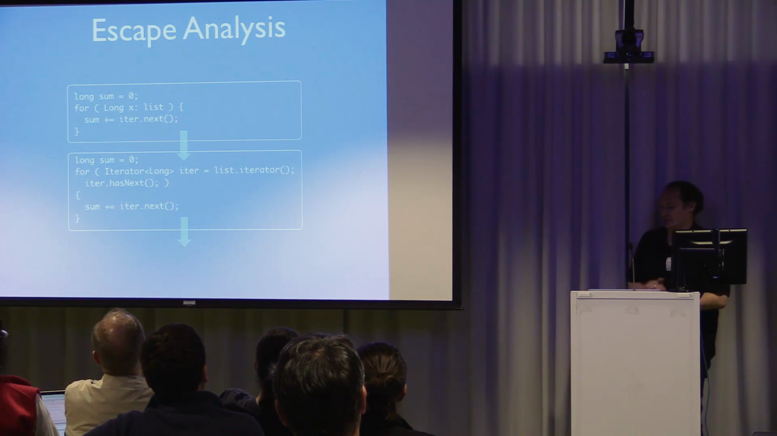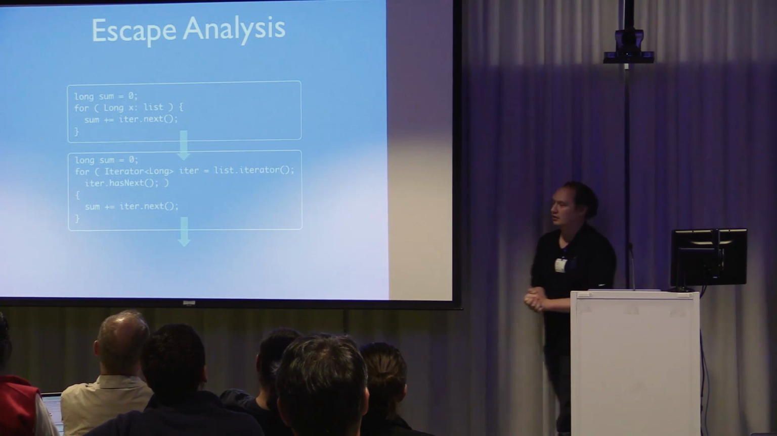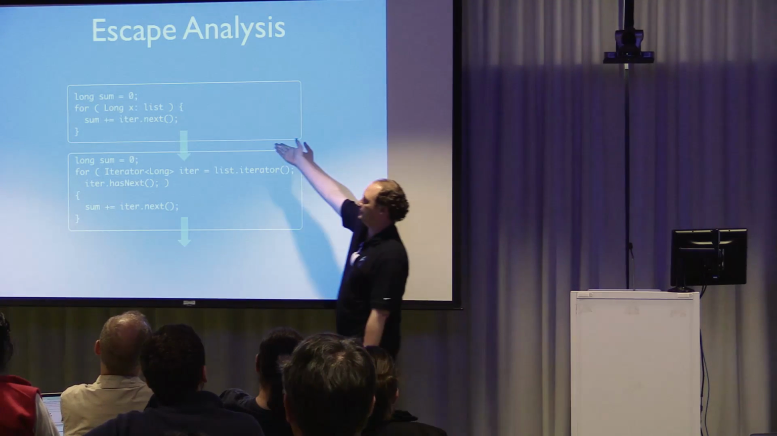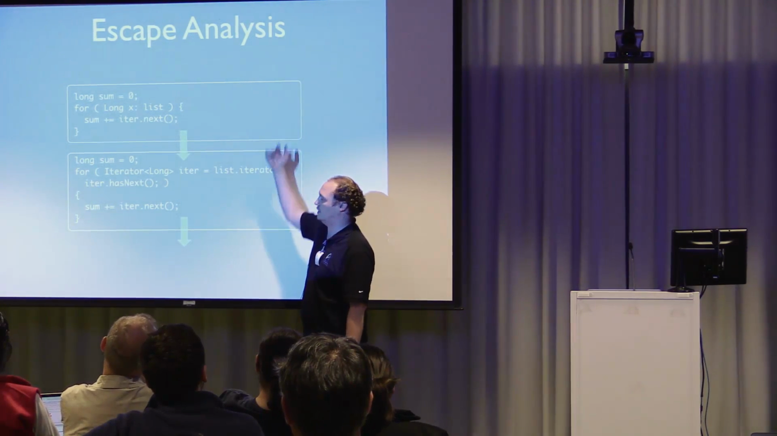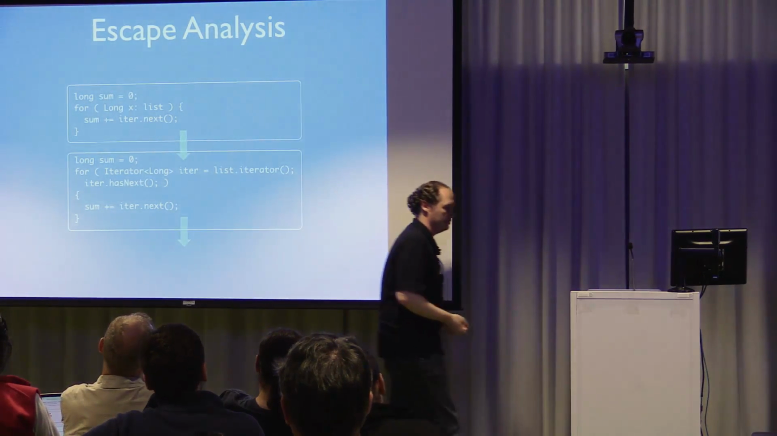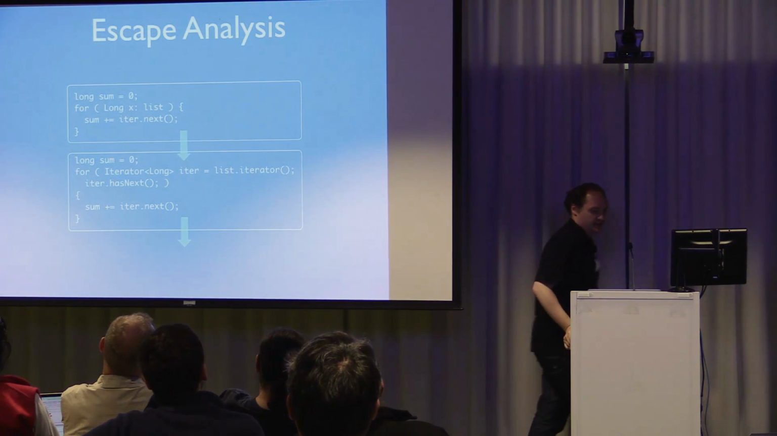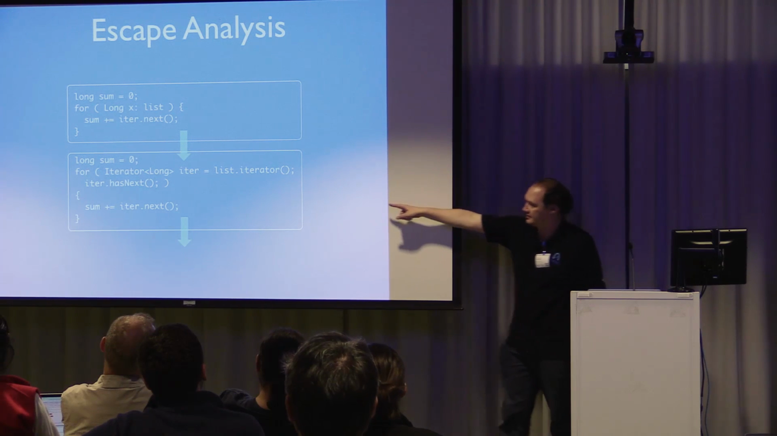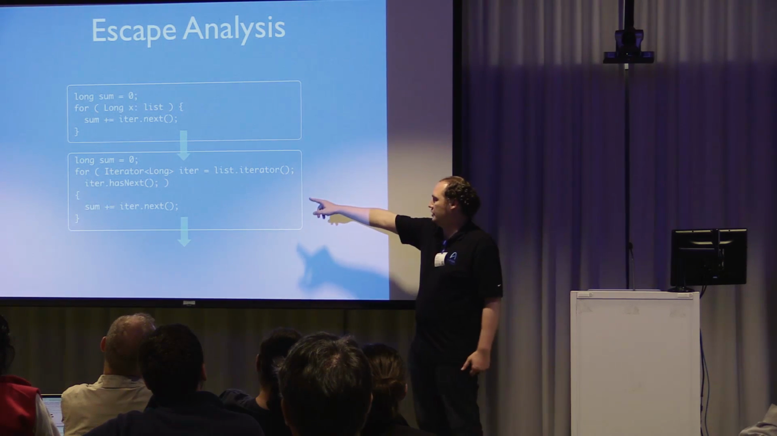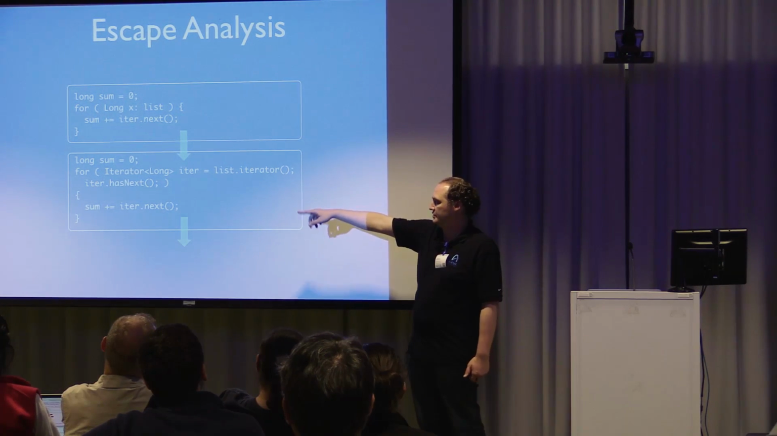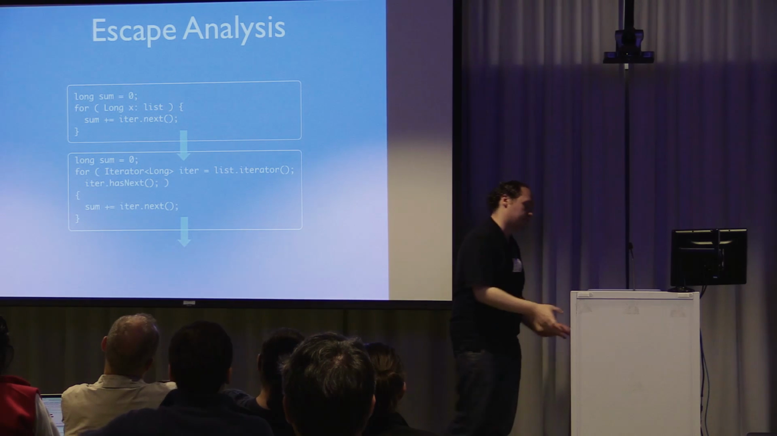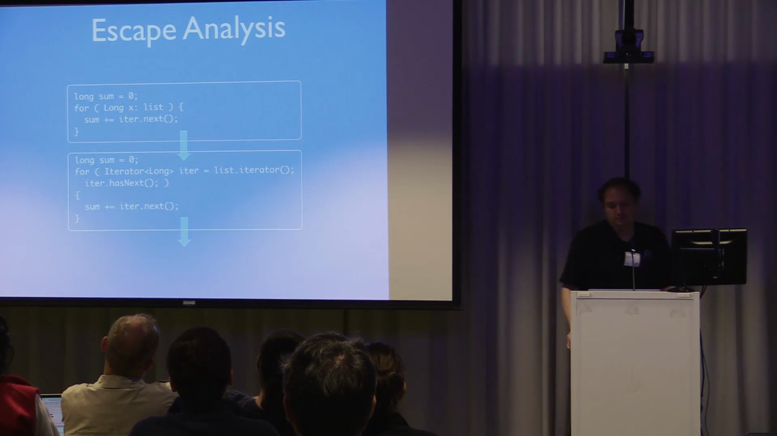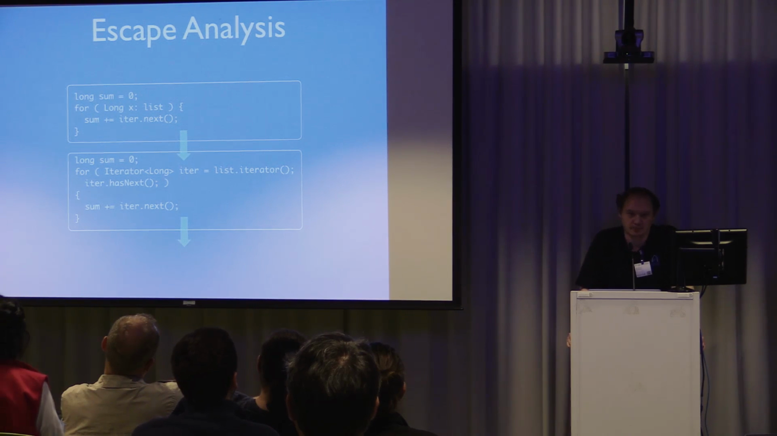A good example for this is an iterator. So you might write a for loop like this, for long x in list, assume list is an array list, and sum up all the elements. Well, that's really just syntactic sugar for this. Iterator<Long> iter equals list.iterator, iter.hasNext, iter.next. Which of course allocates a new iterator object.